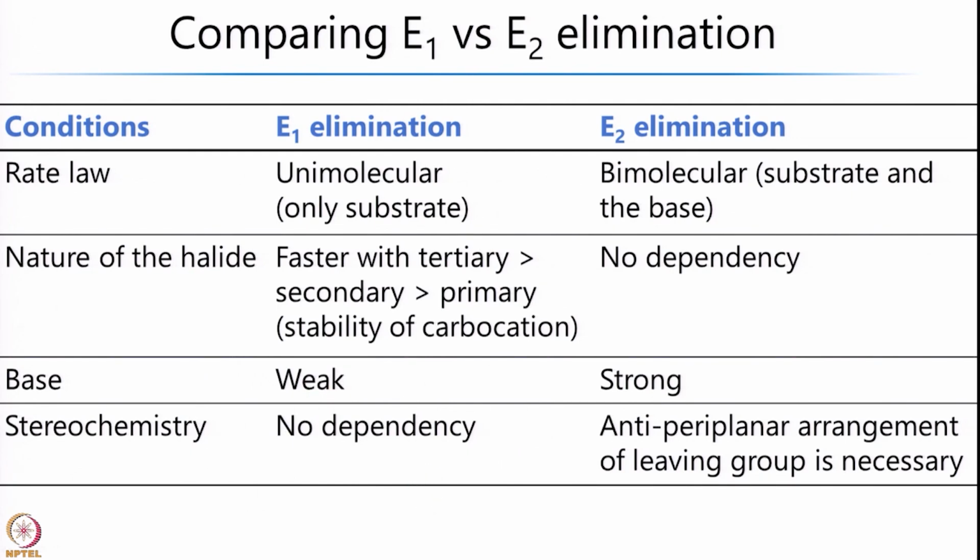And lastly and most importantly, in E1 elimination there is no dependency on the stereochemistry of the substrate, whereas in case of an E2 elimination an anti-periplanar arrangement of the leaving group is necessary to obtain the desired double bond or the elimination product. Okay. And these are the two most commonly observed kinds of mechanisms which the elimination reactions undergo.